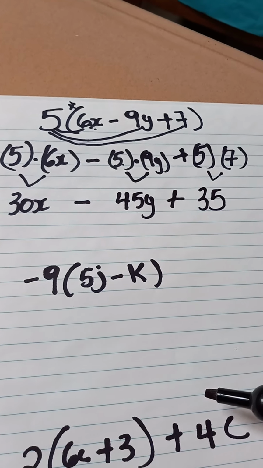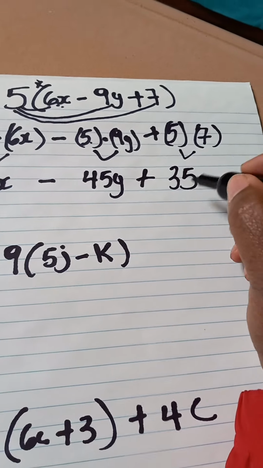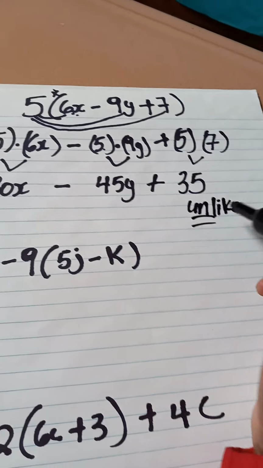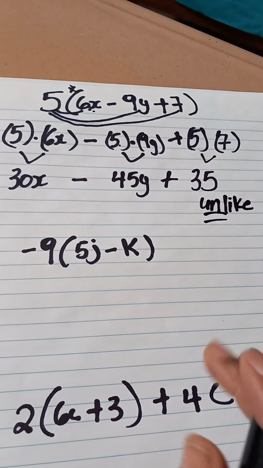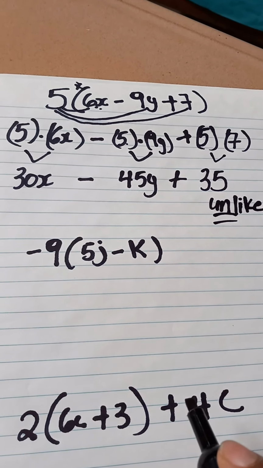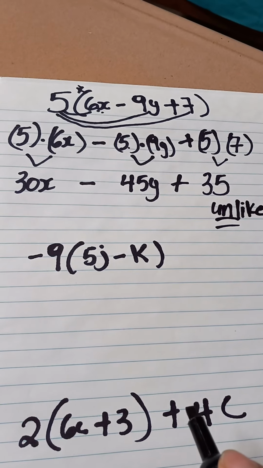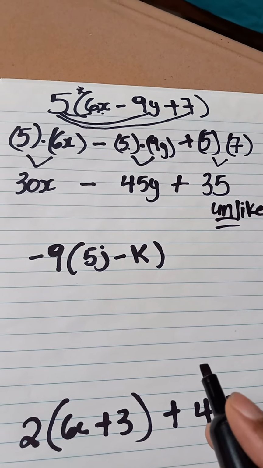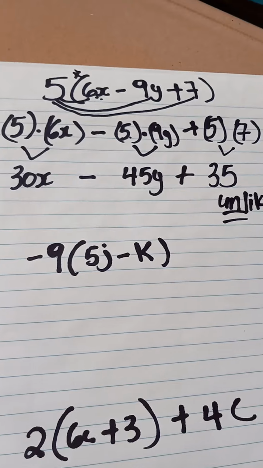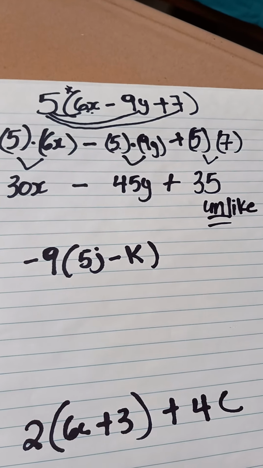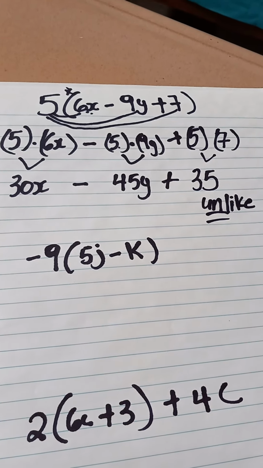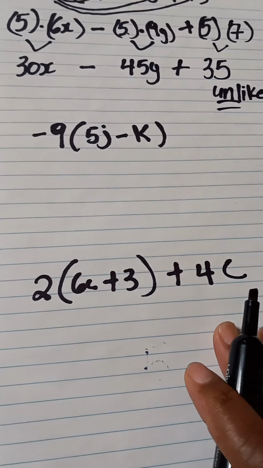Is there anything we could do with this? No, we cannot. These are unlike terms, so you cannot combine them. So that's your new expression. When we have 5 multiplied by the group of 6x minus 9y plus 7, your new or equivalent expression is 30x minus 45y plus 35. Those are unlike terms and you cannot combine them. You leave it as is. So let's look at the next problem.